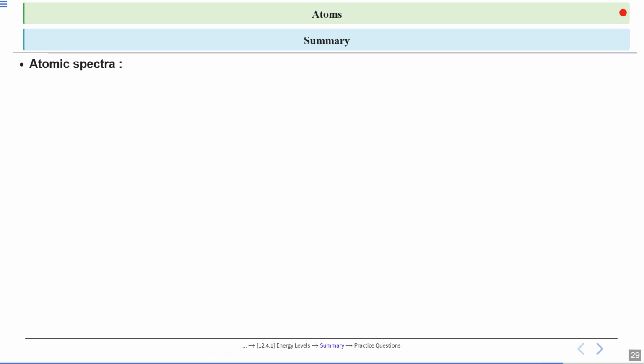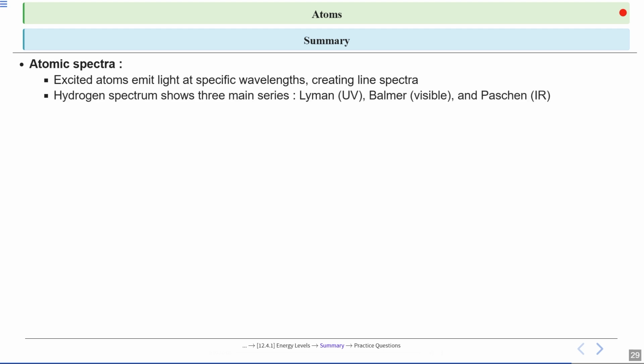Now let's summarize what we have studied today. Let's start by looking at atomic spectra. This is a key concept in understanding how atoms interact with light. Atomic spectra are unique patterns of light emitted or absorbed by atoms, and they help us identify different elements. Now notice that when atoms are excited, meaning their electrons have absorbed energy, they emit light at specific wavelengths. This creates what we call line spectra, which look like distinct colored lines rather than a continuous rainbow. Each element has its own unique set of lines, almost like a fingerprint.